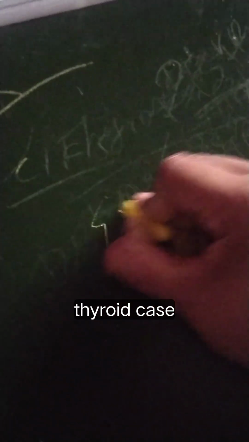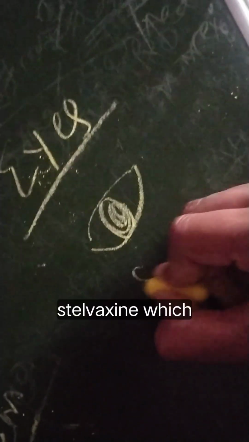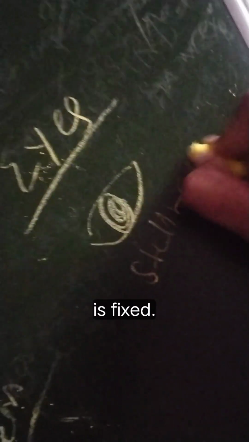Coming to eye signs, they are very important in a thyroid case, thyrotoxicosis. So the patient may come with Stellwag's sign, which is fixed eyes, still eyes. Maybe Dalrymple's sign, which means lid retraction. Or the patient may present with Stellwag's and Dalrymple's sign.